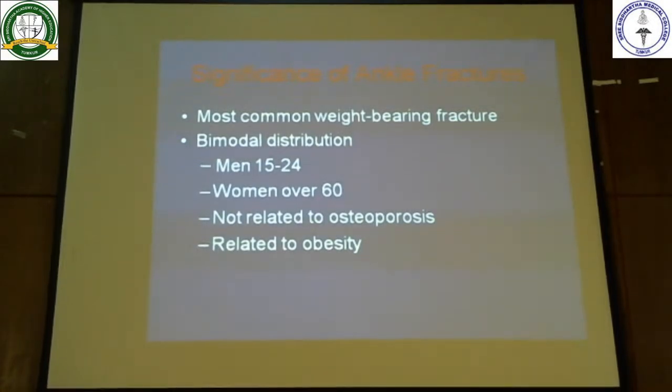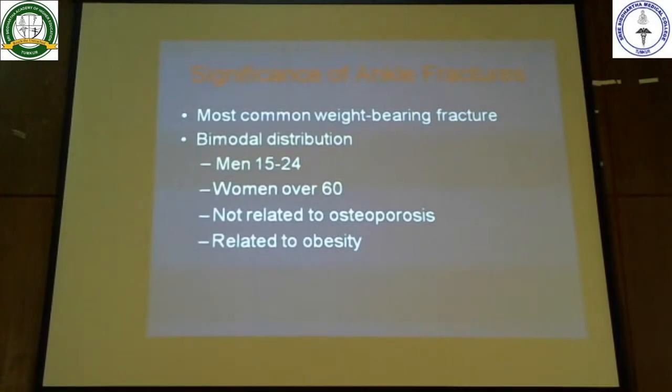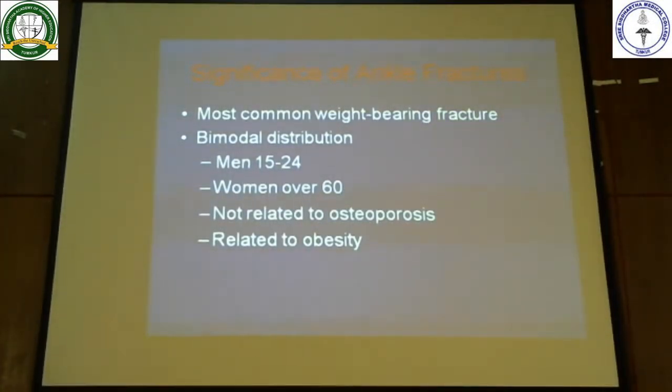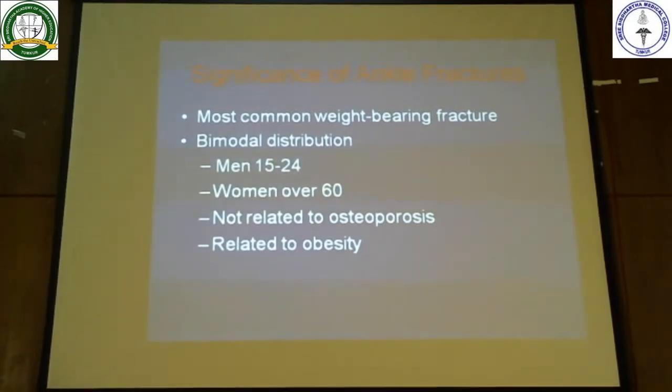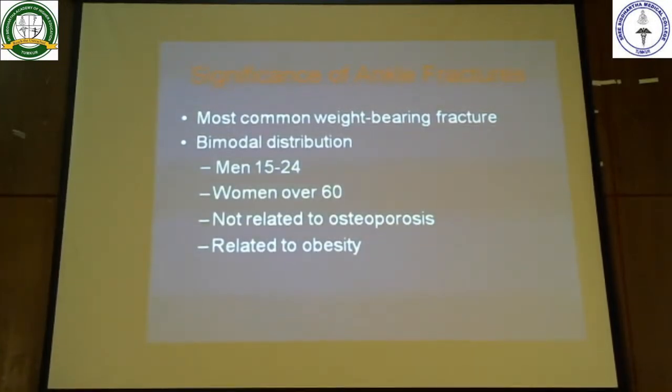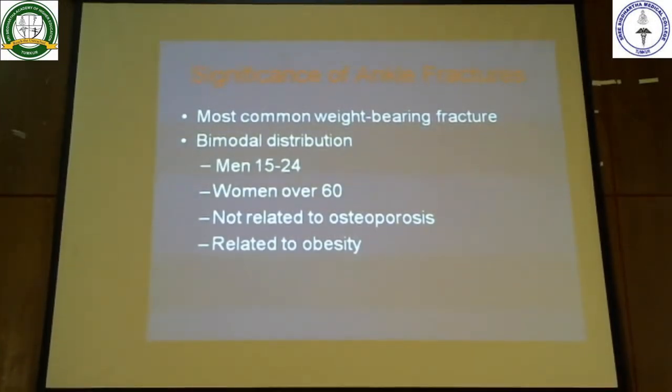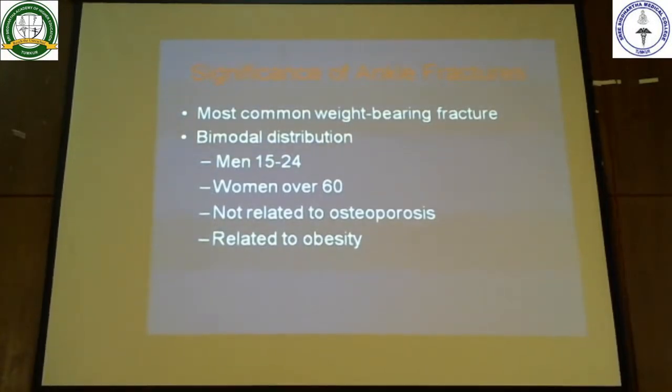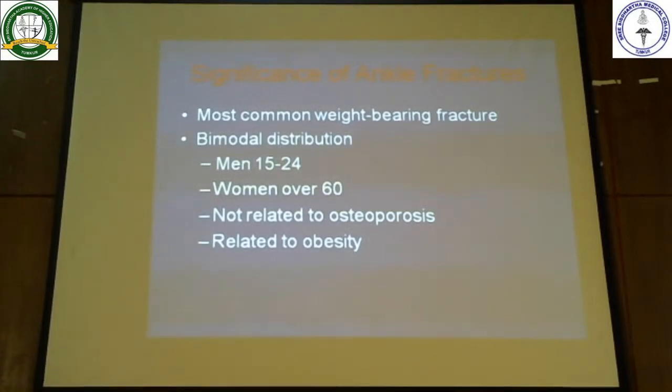It has got a bimodal type of distribution. Usually in men it is found in the younger age groups, maybe 15 to 25, 30, the age group where they are most active, playing sports and a lot of activities like that. Whereas in women it is usually found above 60 years of age. Again, this is a very broad bimodal distribution. It can be found in any person who puts undue stress on the ankle joint.